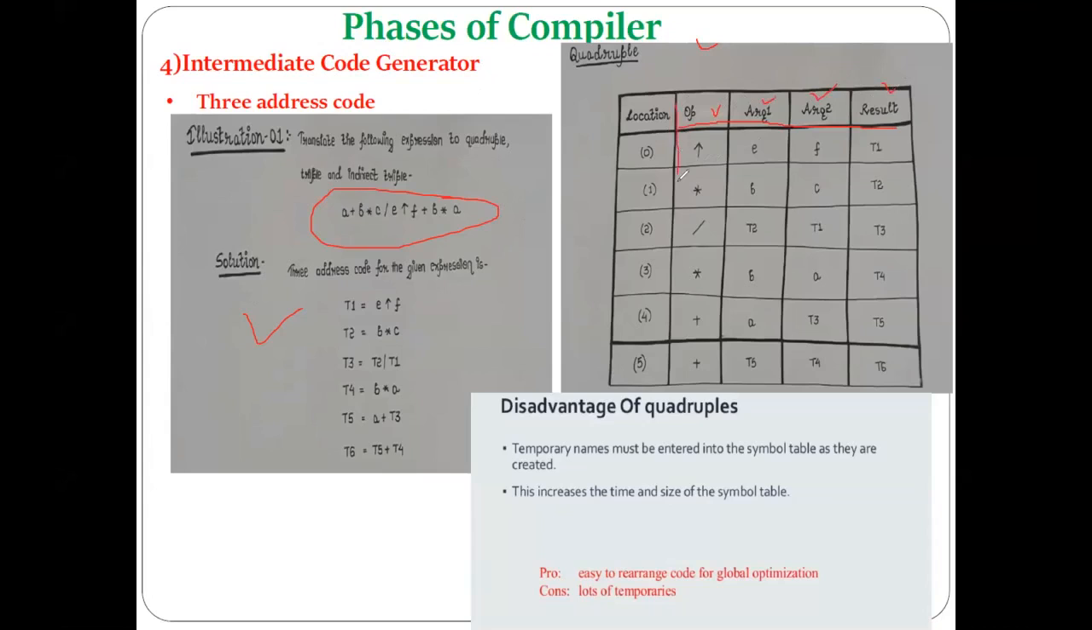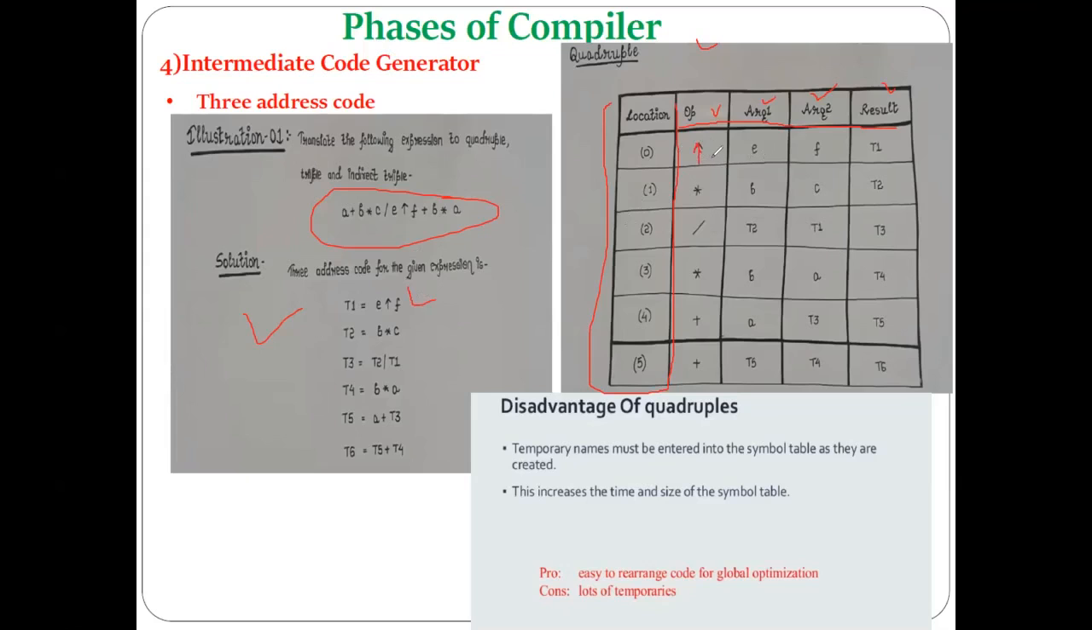And one more column we have to write here, that is the location, or the position, or you can also refer to it as an index. So for the first expression t1 equal to e raised to f, which is the operator? The raised to, or the exponential, is the operator.